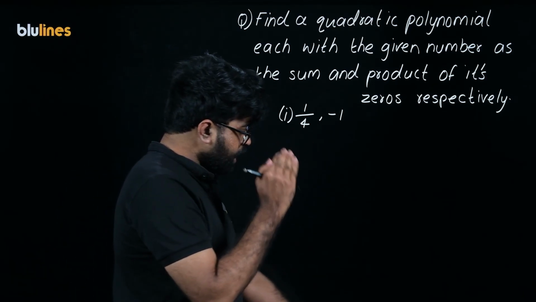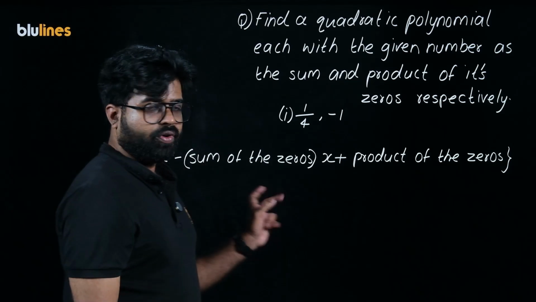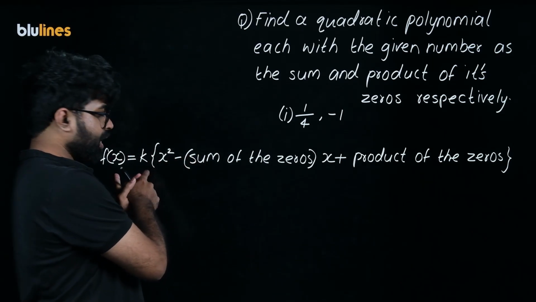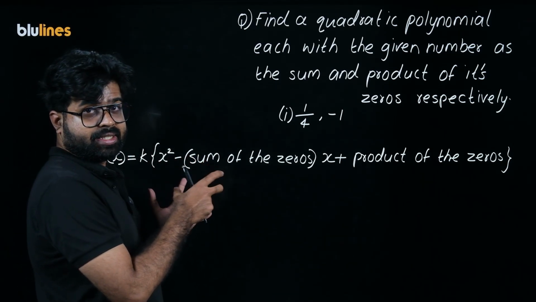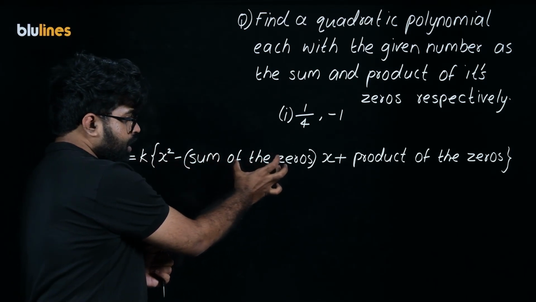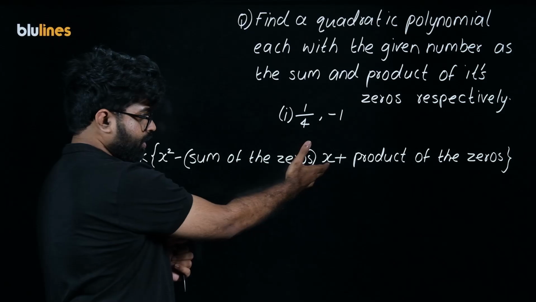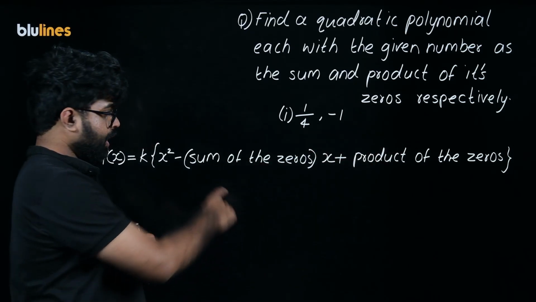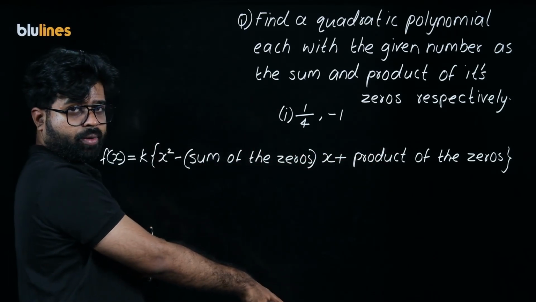Any quadratic polynomial can be written in the form f of x equal to k, where k is a constant real number other than 0, multiplied with x square minus sum of the zeros multiplied with x plus product of zeros. Any quadratic equation can be represented in this form.